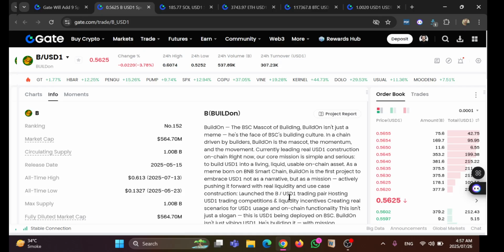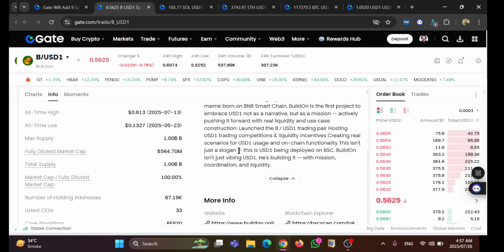Launched the USD1 trading pair, hosting USD1 trading competitions and liquidity incentives, creating real scenarios for USD1 usage and on-chain functionality. This is not just a slogan, and this is USD1 being deployed on BSC. Build On is not just vibing USD1, he is building it with mission, coordination, and liquidity.